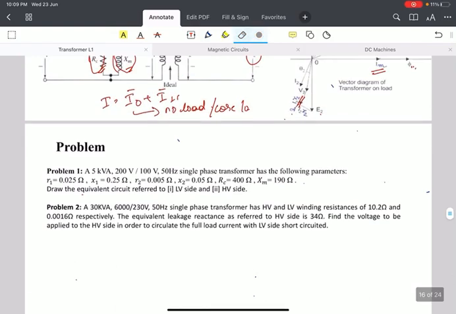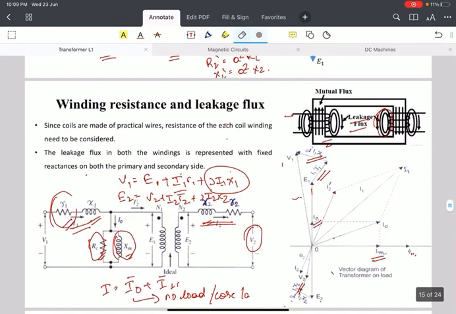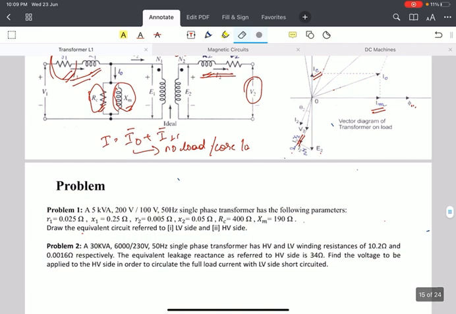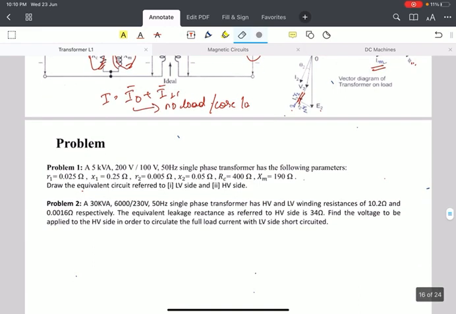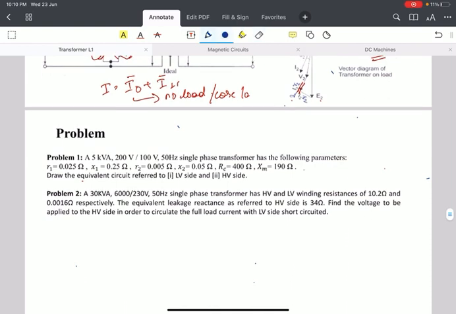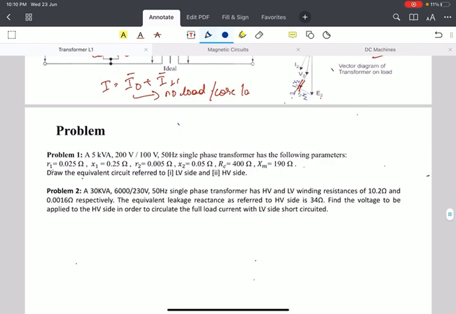So in the previous class we discussed the vector diagram of the transformer on no load. In this lecture we will discuss a problem. We have a 5 kVA, 200/100 volts, 50 hertz single phase transformer. The parameters of the transformer are given as follows.